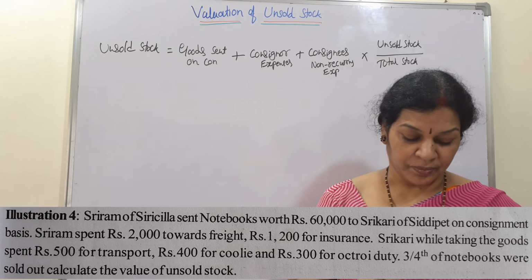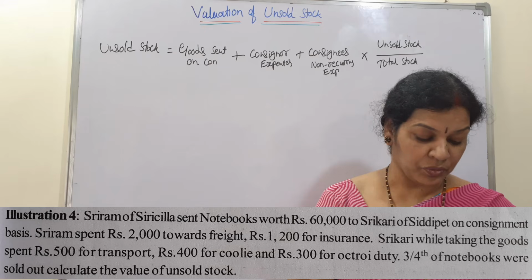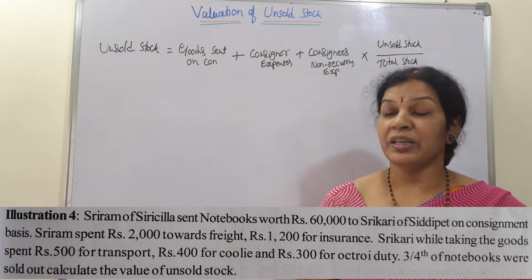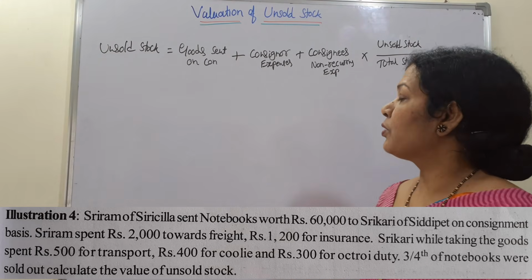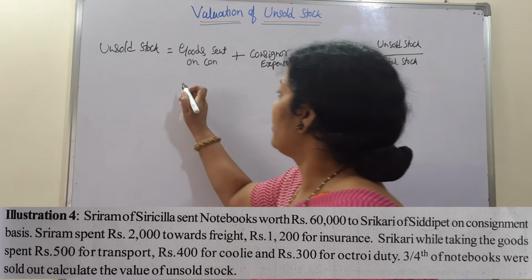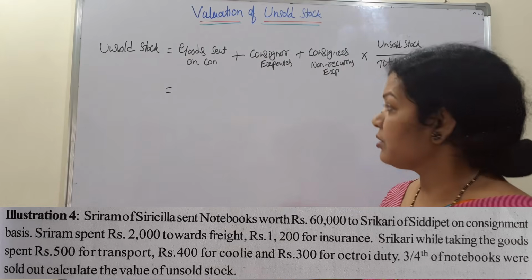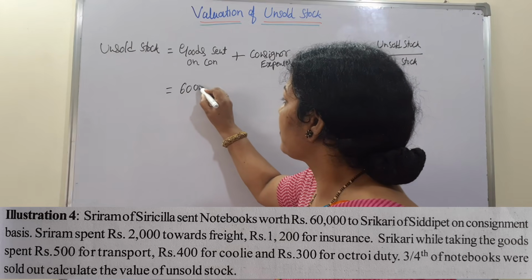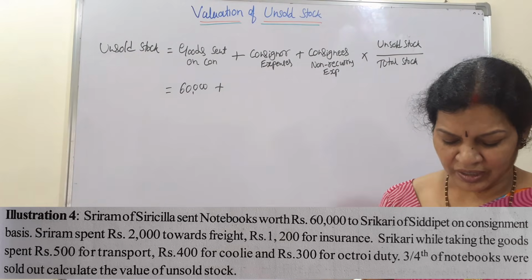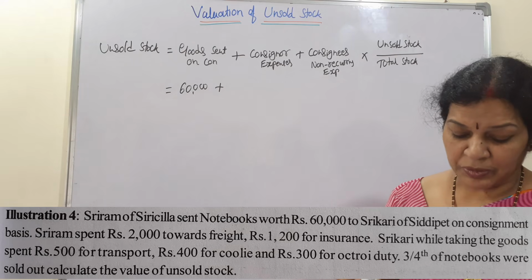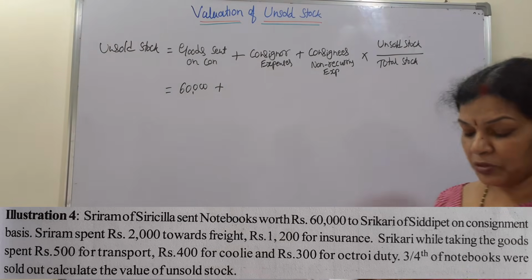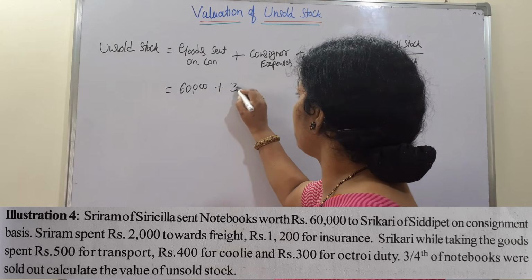Three expenses are there. 3/4 of the notebooks were sold out. Calculate the value of unsold stock. Here we take first goods. 3/4 is sold, means 1/4 is unsold. So goods sent on consignment is here 60,000, plus consignor's all expenses we take. Consignor's expenses are given here. Sriram spent 2,000 towards freight and 1,200 for insurance. 2,000 plus 1,200 comes to 3,200.